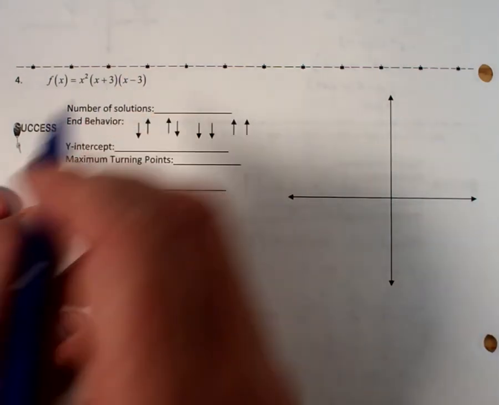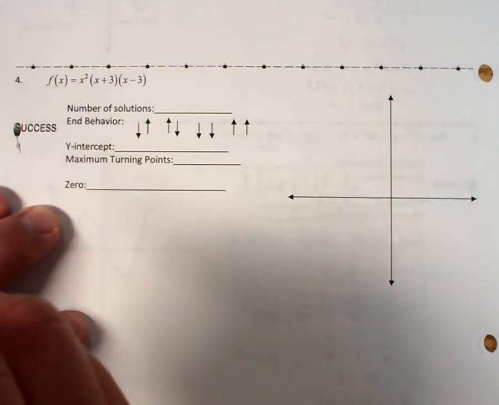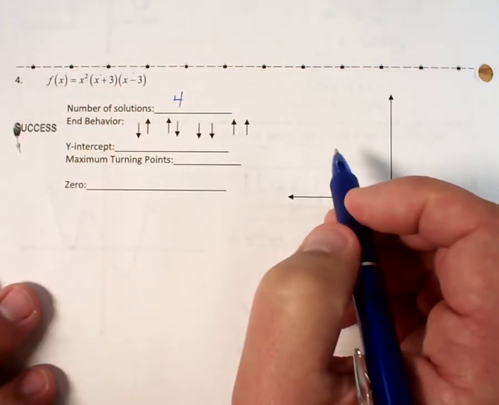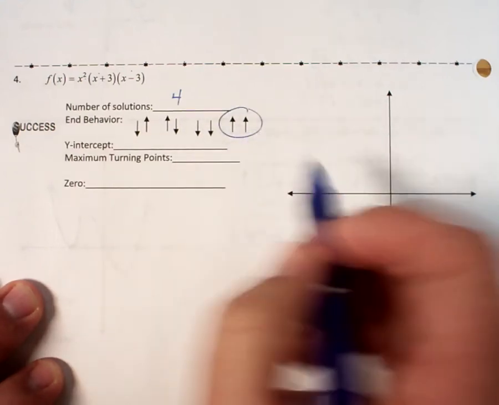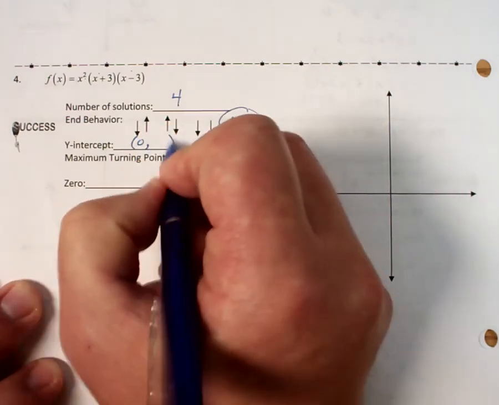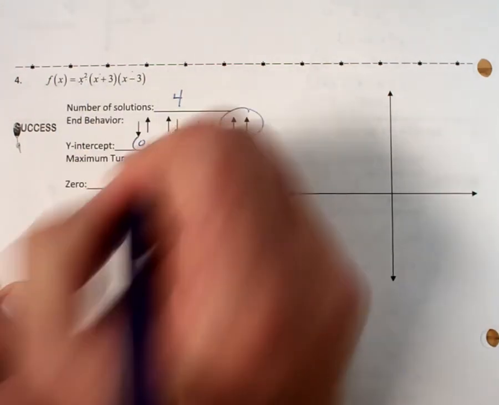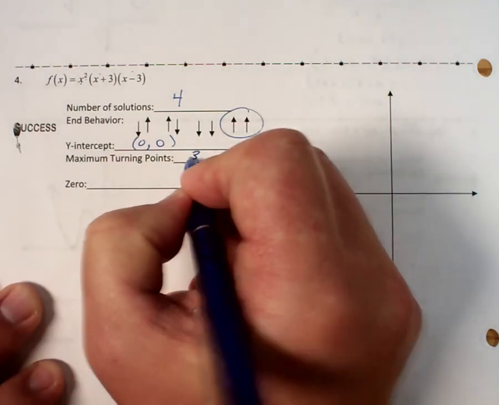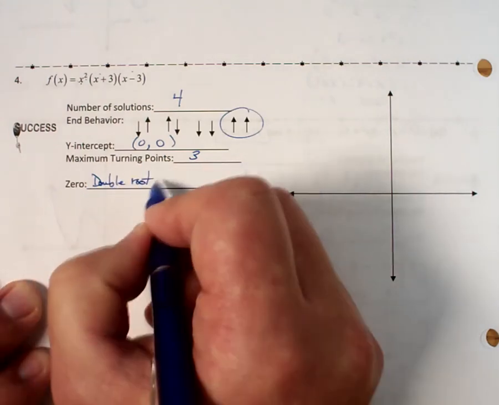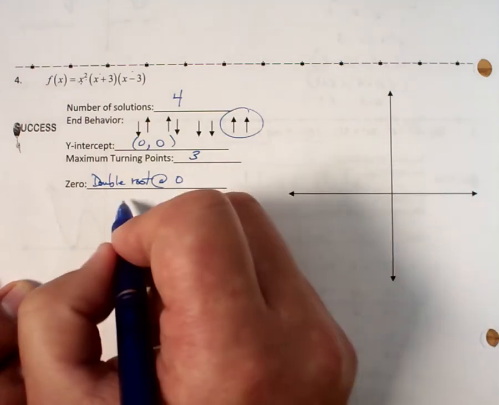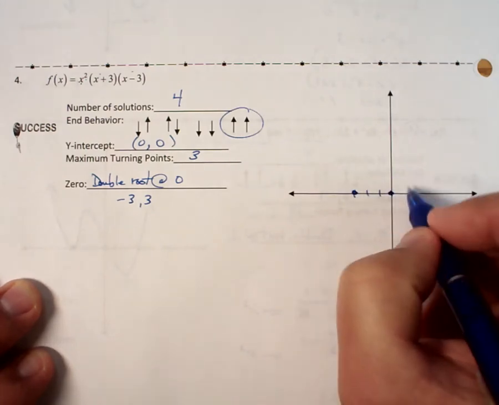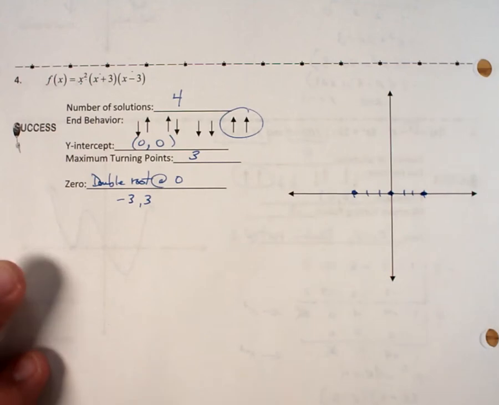All right. So this guy, I got my class laughing at me. This guy, number of solutions, 4 solutions. Okay. Again, with up and up end behavior, even and positive gives me up and up. The y-intercept here, again, plug in 0 and evaluate it. So 0 times anything is going to be 0. Maximum turning points, the degree minus 1. And the zeros would be, I have a double root at 0, and then I also have roots at negative 3 and positive 3. So 1, 2, 3, bam, bam, and you guessed it, shazam.